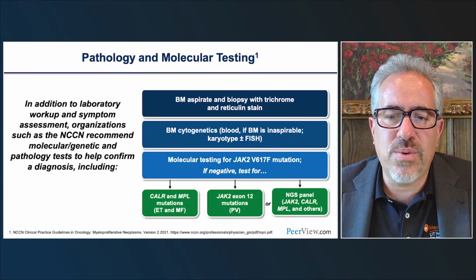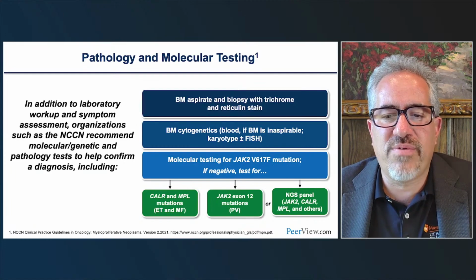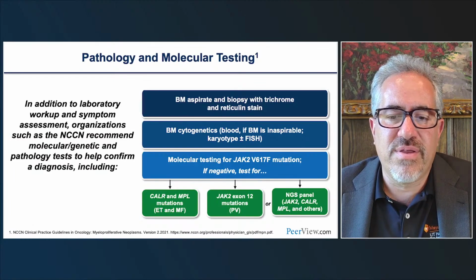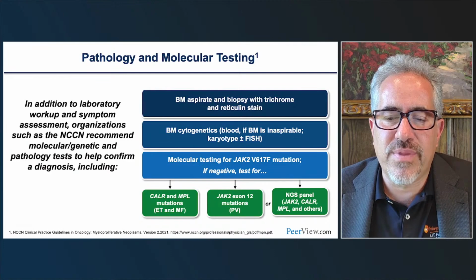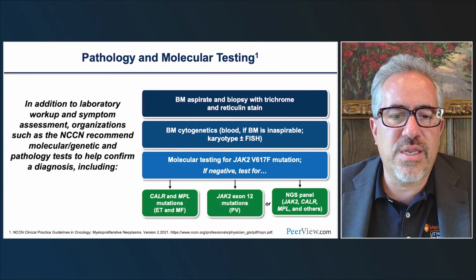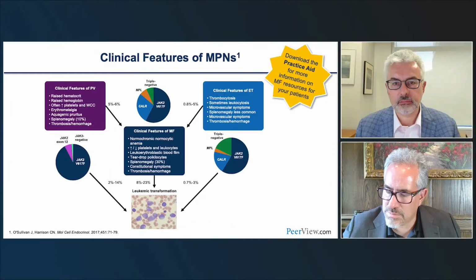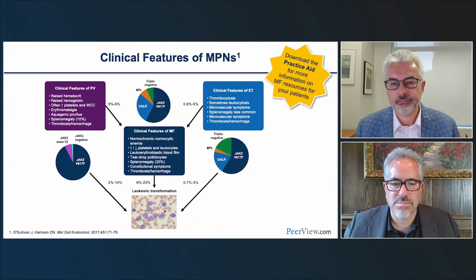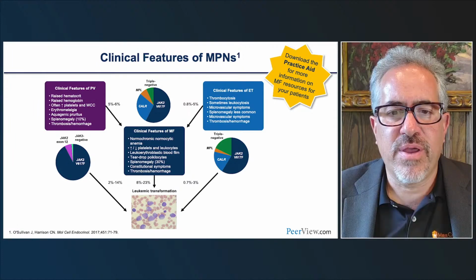The JAK2, if that is negative, specifically for the V617F, you will get the calreticulin and MPL mutations, or the exon 12 if you are suspicious of polycythemia vera. Additionally, you may well obtain a next-generation sequencing panel for other somatic mutations, and we'll get around to those in just a moment.